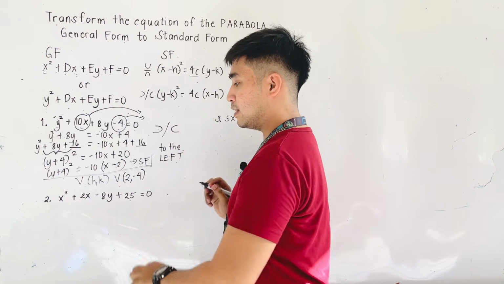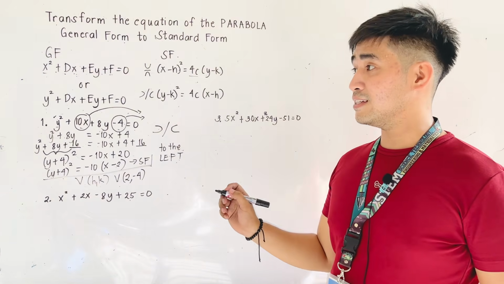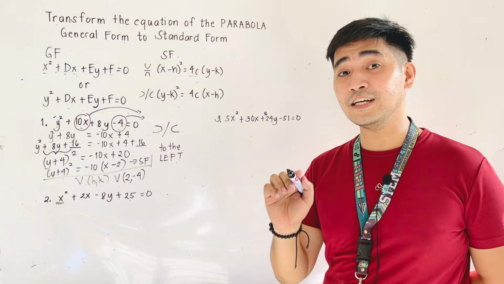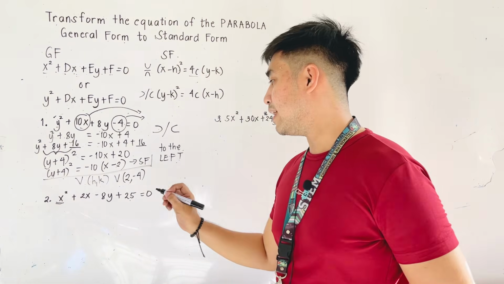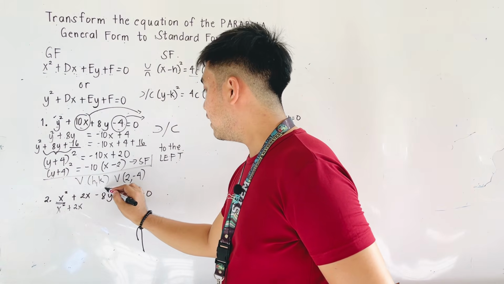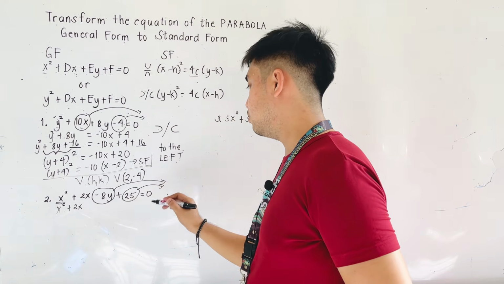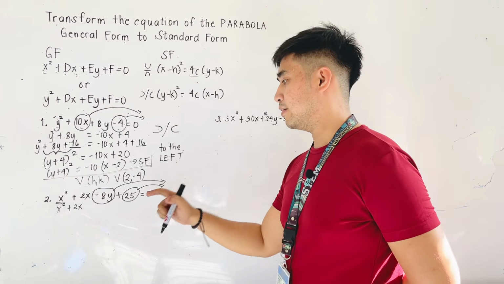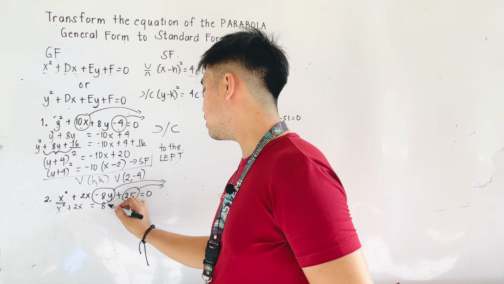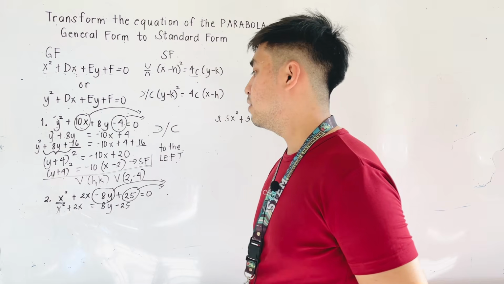Okay, so let's now move on to the second example. We are given x squared plus 2x minus 8y plus 25 is equal to 0. Again, we have x squared. Therefore, we will be only completing x. This becomes x squared plus 2x, and then gather all y to the left side and all the constants to the right side. Negative 8y becomes positive 8y. Positive 25 becomes negative 25.